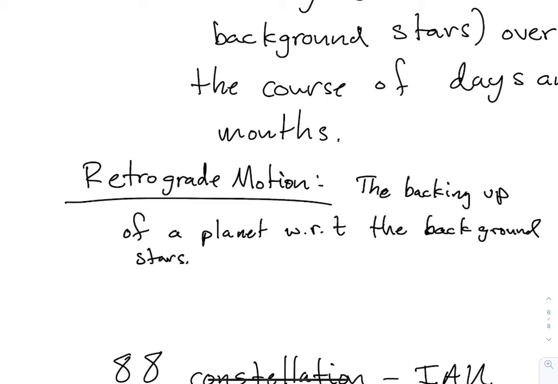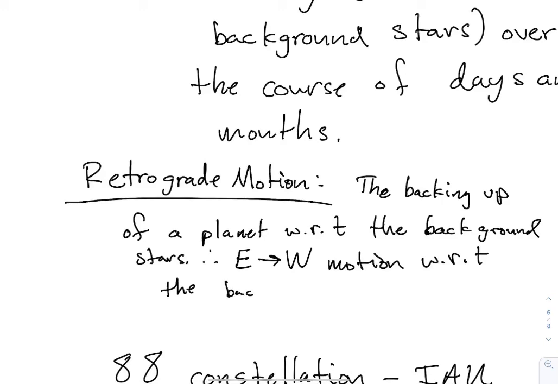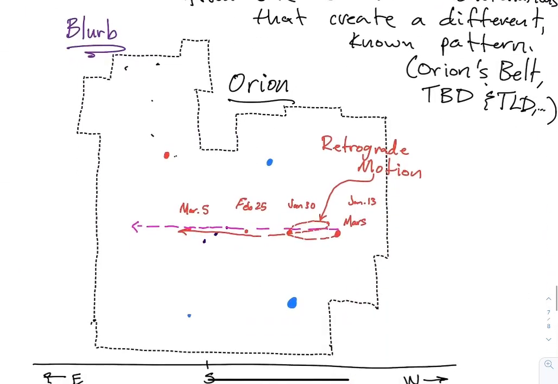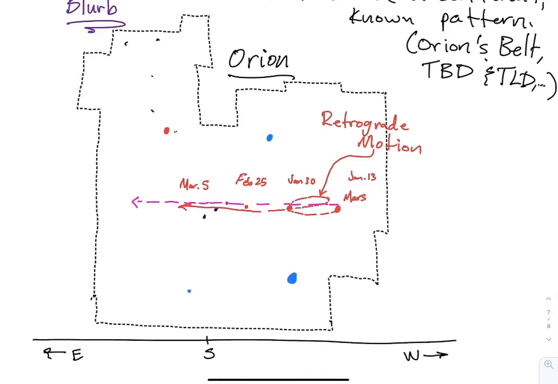So we could say, in other words, we know that this would be east to west motion with respect to the background stars. And so again, I can show you, we would watch Mars make this back up and then continue on its normal path. And again, that would take several months, or at least several weeks for us to see that.